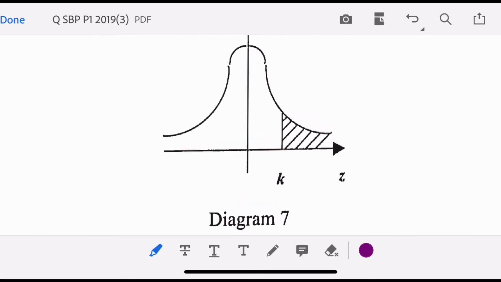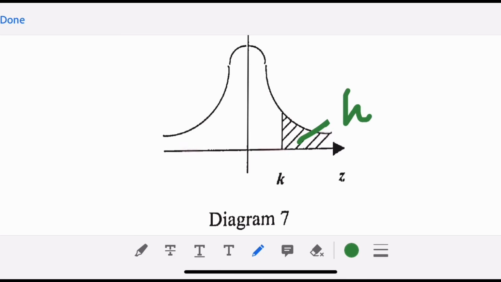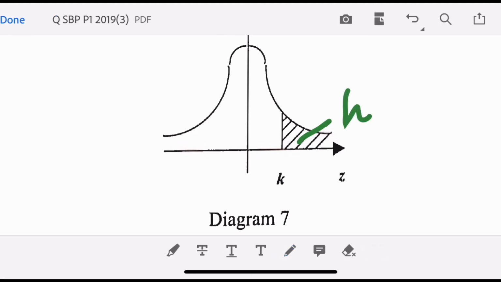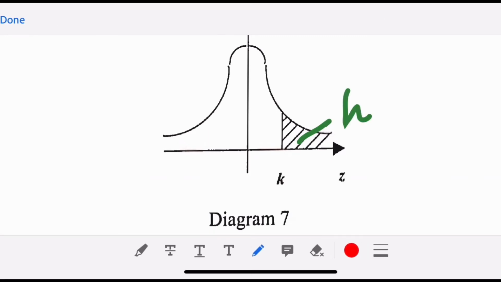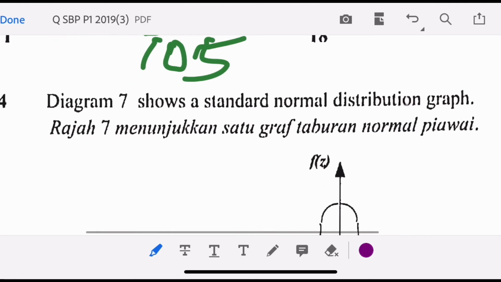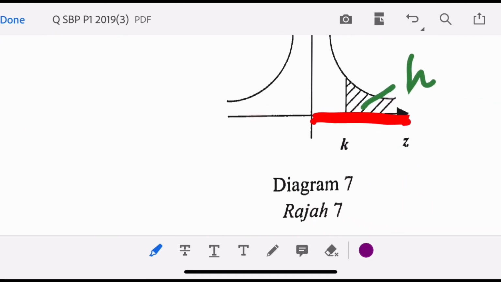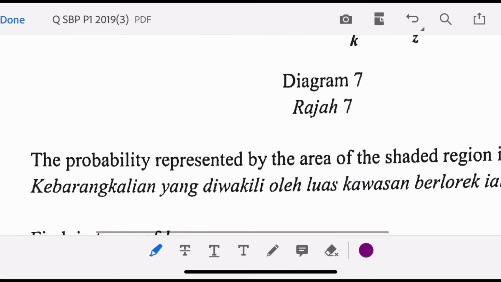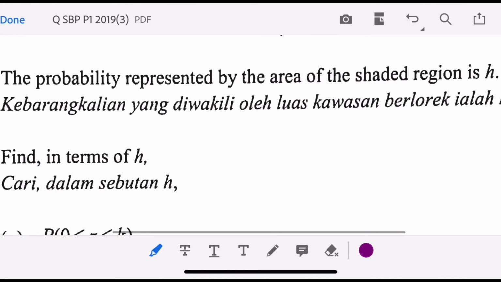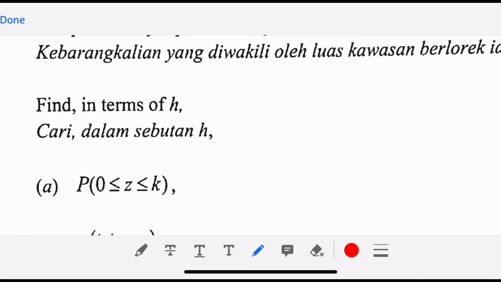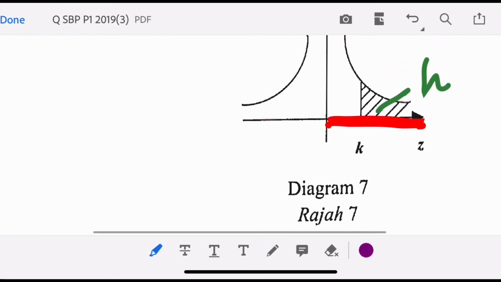So when you see a bell shape given, that is actually a normal distribution. They say the area shaded is given as h, so you just label it as h. And you must know that the area for the whole bell is 1, and the area for half of the bell is 0.5. Now the question is asking you to find the probability for z from 0 to k. You have to write your answer in terms of h, that means your answer can have a number and h.